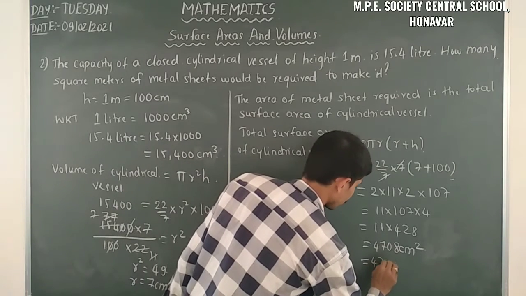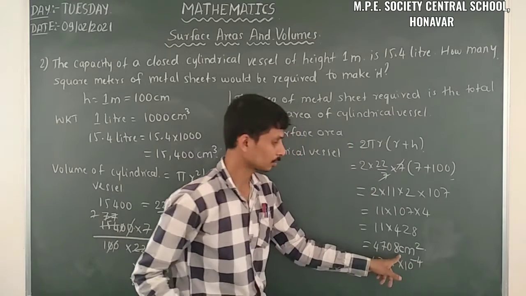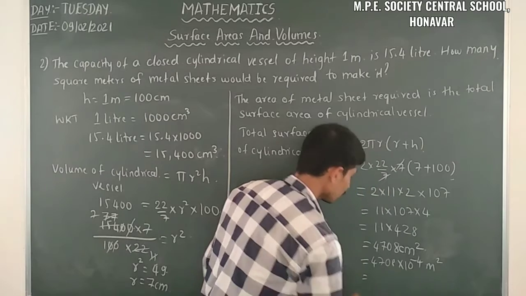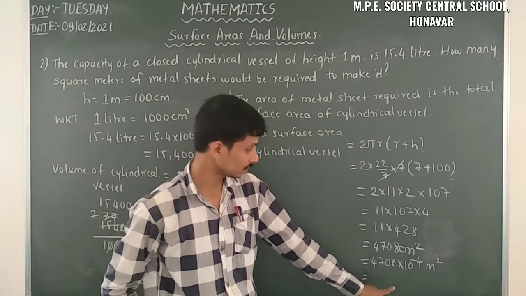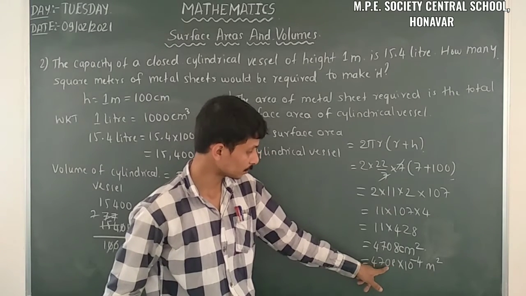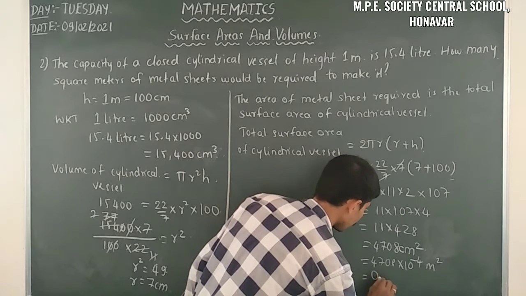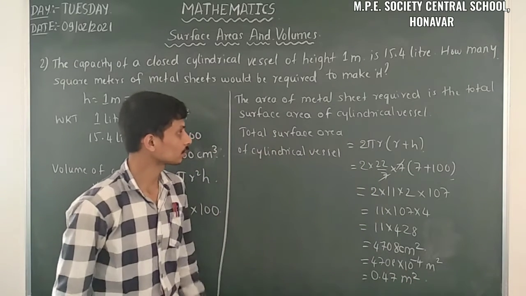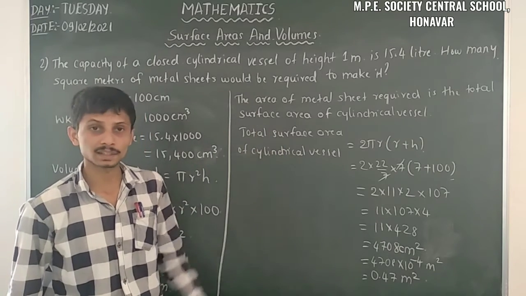That is 4,708 into 10 raised to minus 4. That is 10 raised to minus 2 whole square, 10 raised to minus 4 meter square. So here, when it comes to the denominator, it is 10,000, so 4 zeros are there. So we have to shift the decimal point by 4 places. That is 0.47 meter square of area it is required to make this cylindrical vessel.